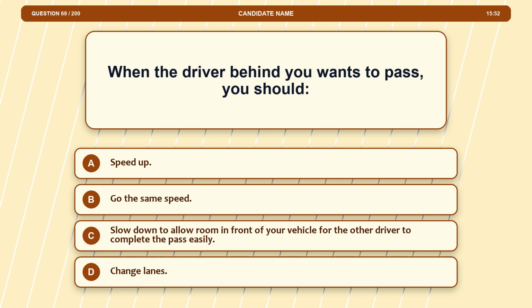Question 69. When the driver behind you wants to pass, you should: Option A. Speed up. Option B. Go the same speed. Option C. Slow down to allow room in front of your vehicle for the other driver to complete the pass easily. Option D. Change lanes.